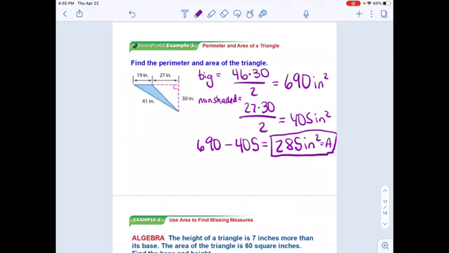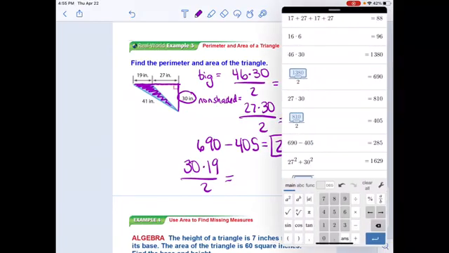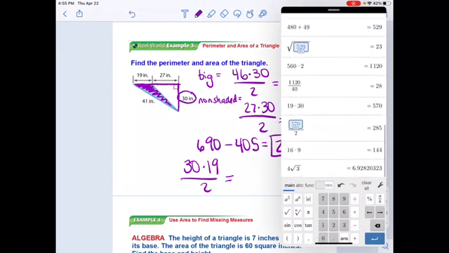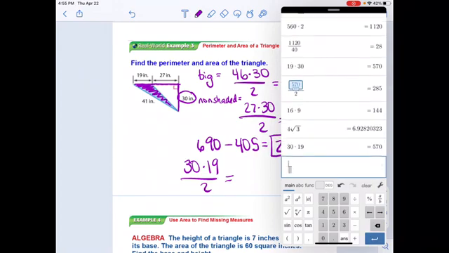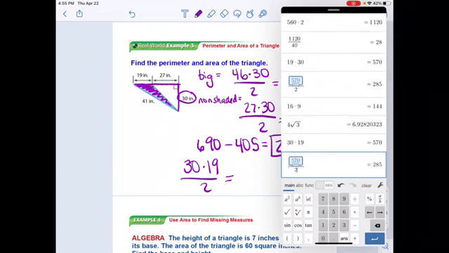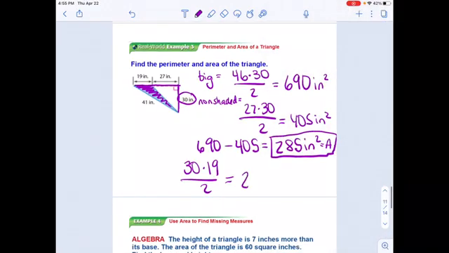You can actually go ahead and take 30 as the height of this triangle, because it drops down to a perpendicular in line with the base of 19. So if instead you did 30 times 19 divided by 2, you will actually get the same solution. I'll show you down here. 30 times 19, you go ahead and divide that by 2. You actually get 285 square inches as well.